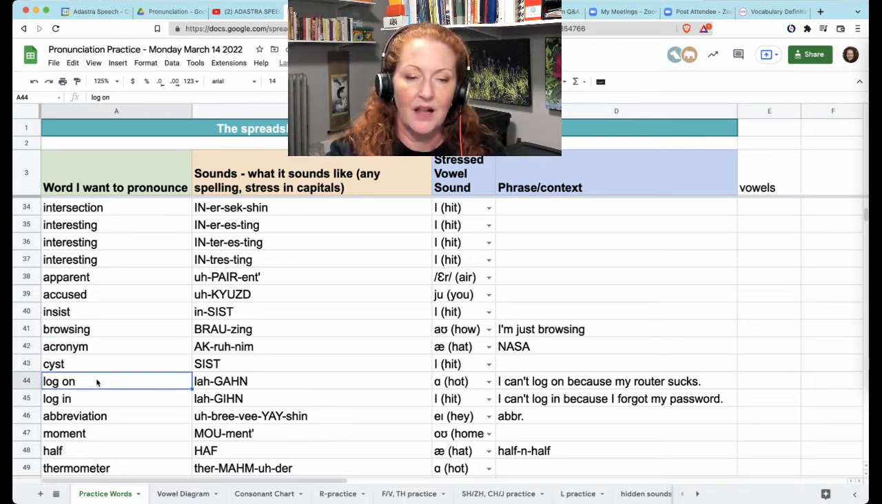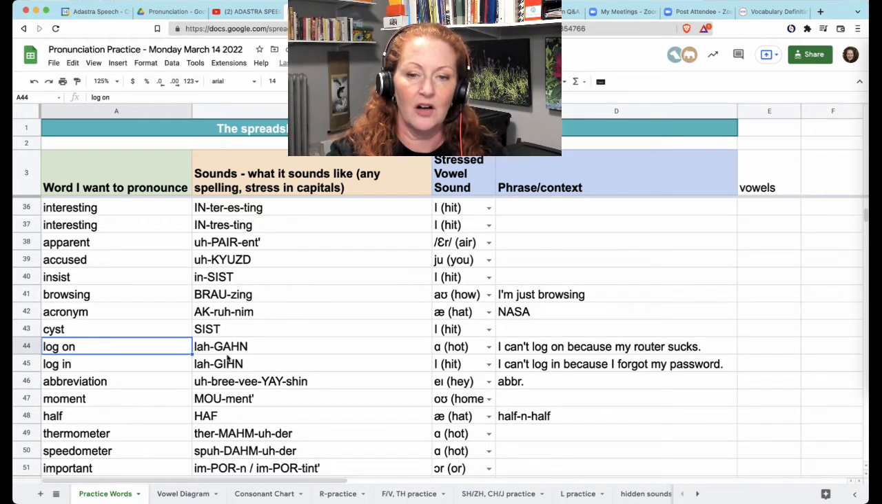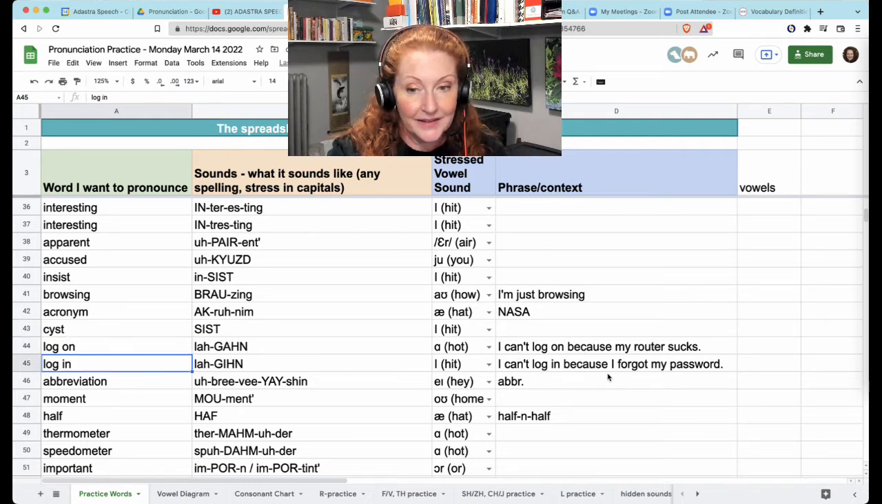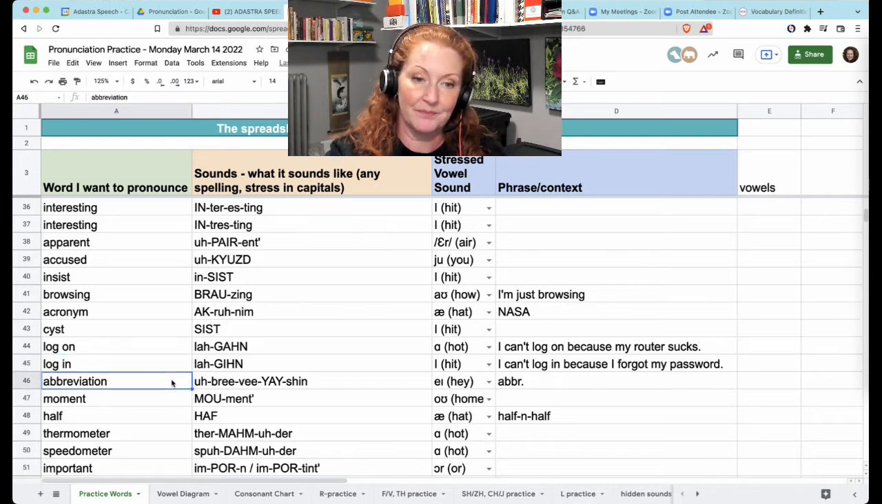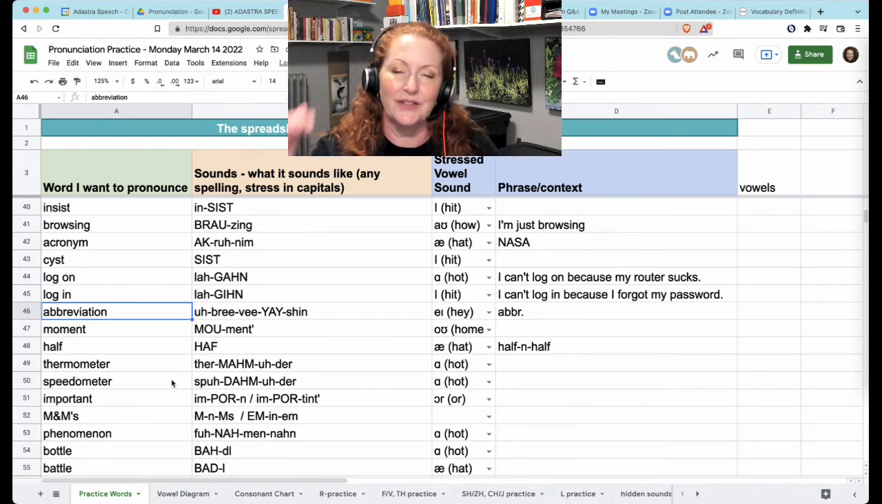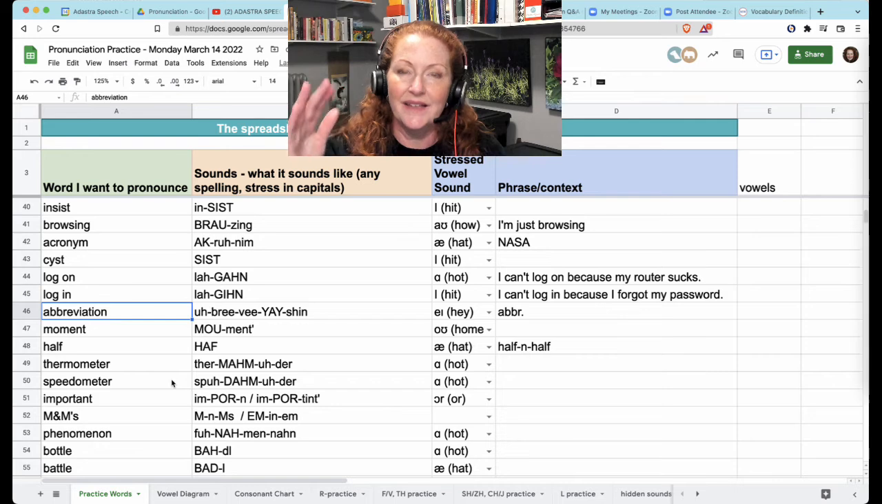Cyst. Log on. Log on. I can't log on because my router sucks. Log in. I can't log in because I forgot my password. Abbreviation.